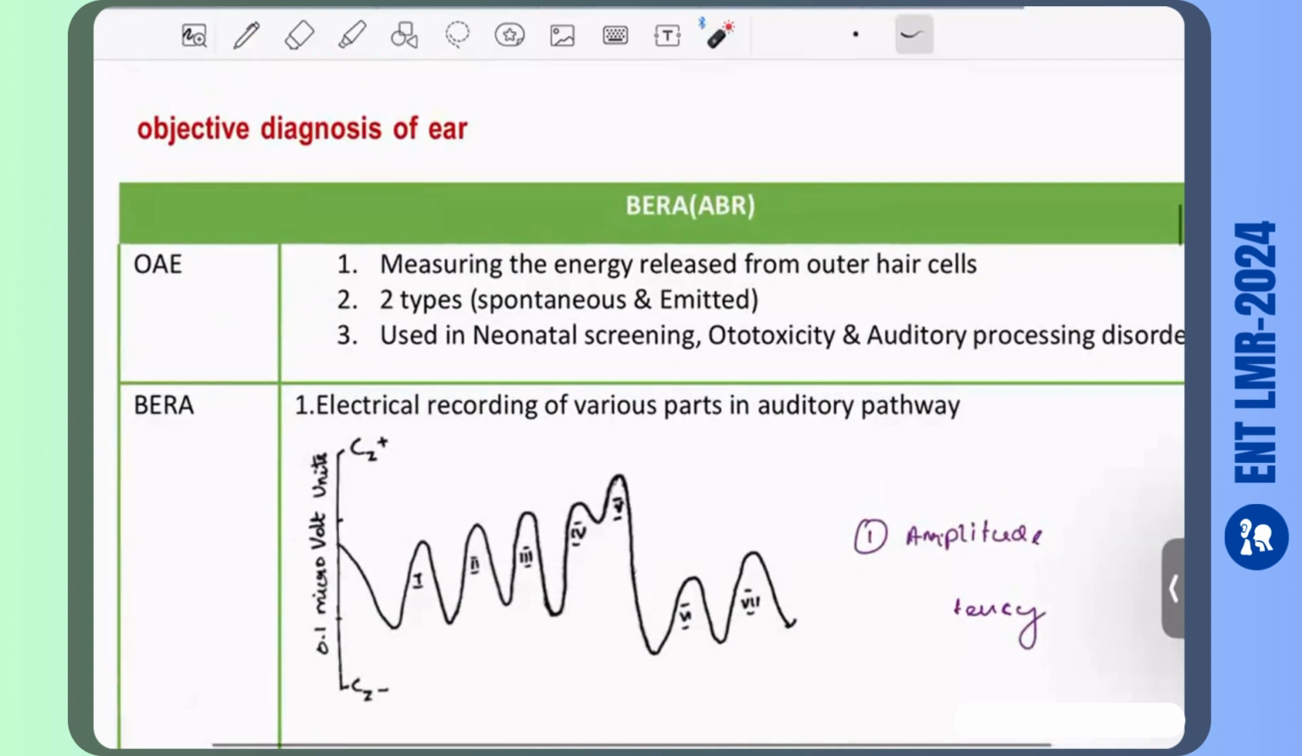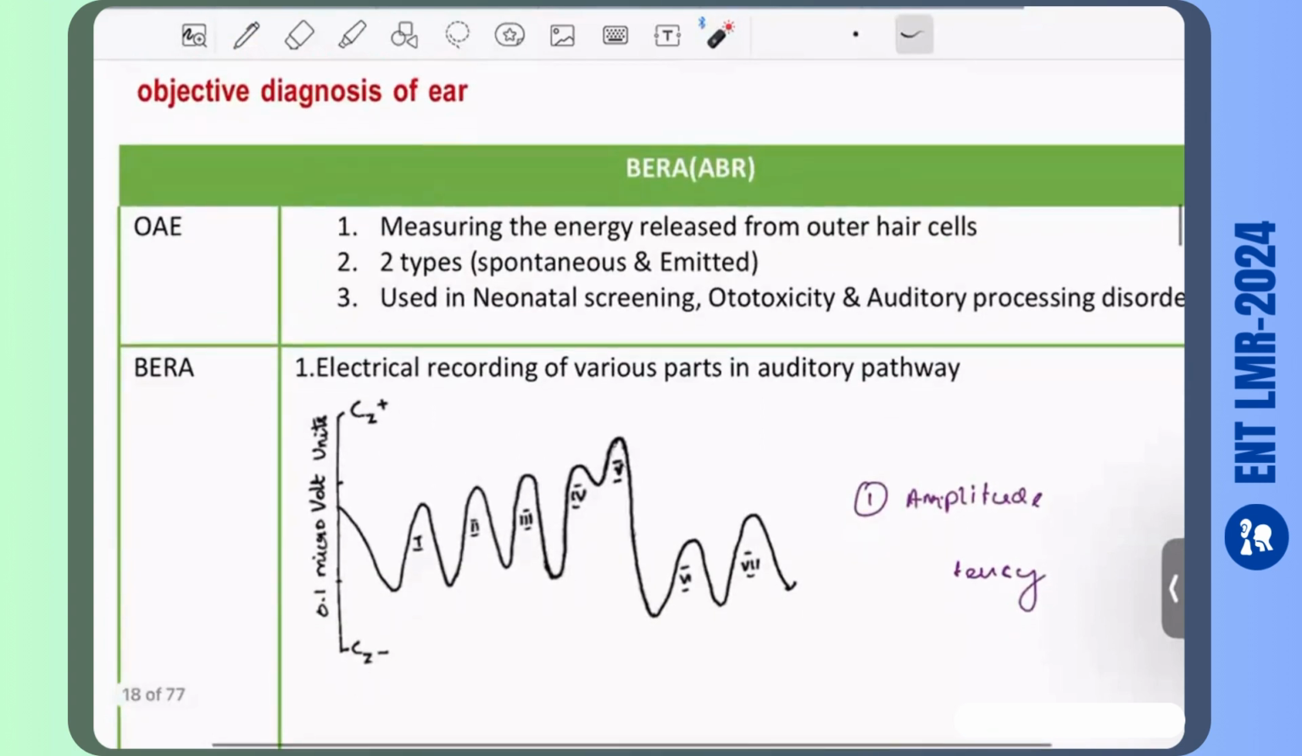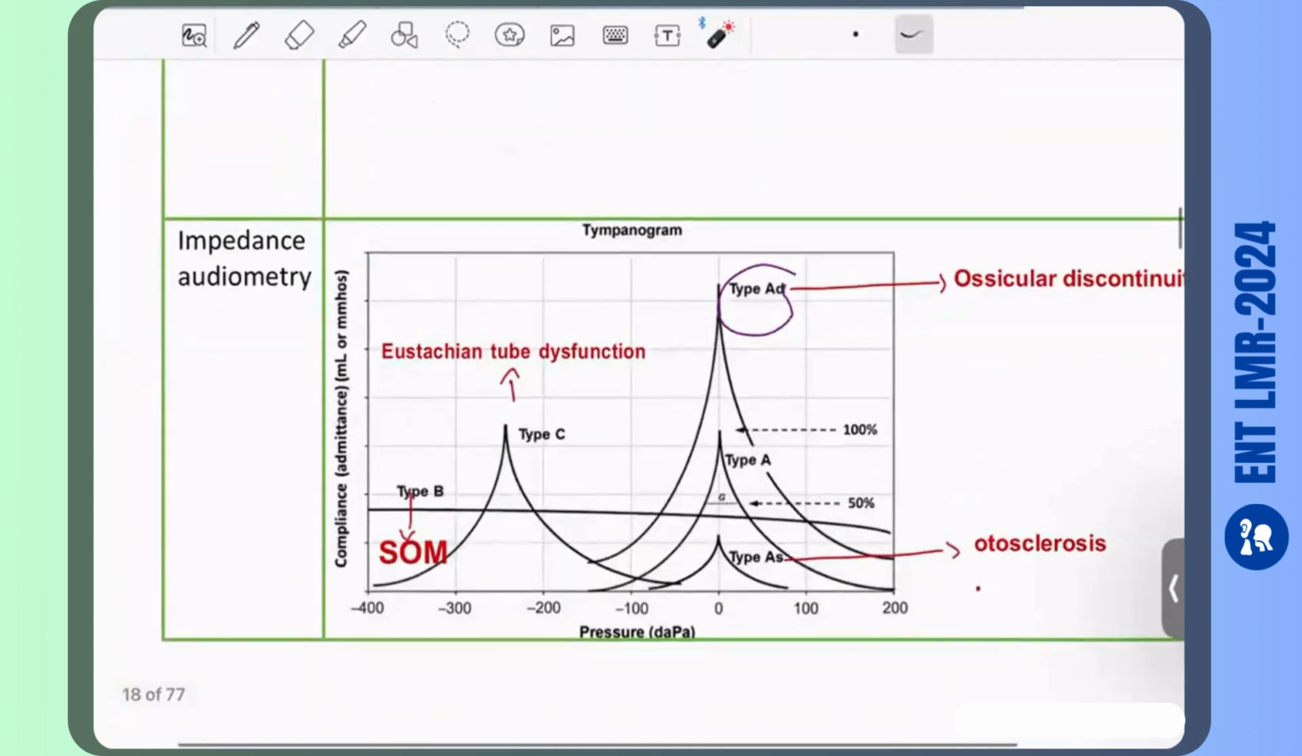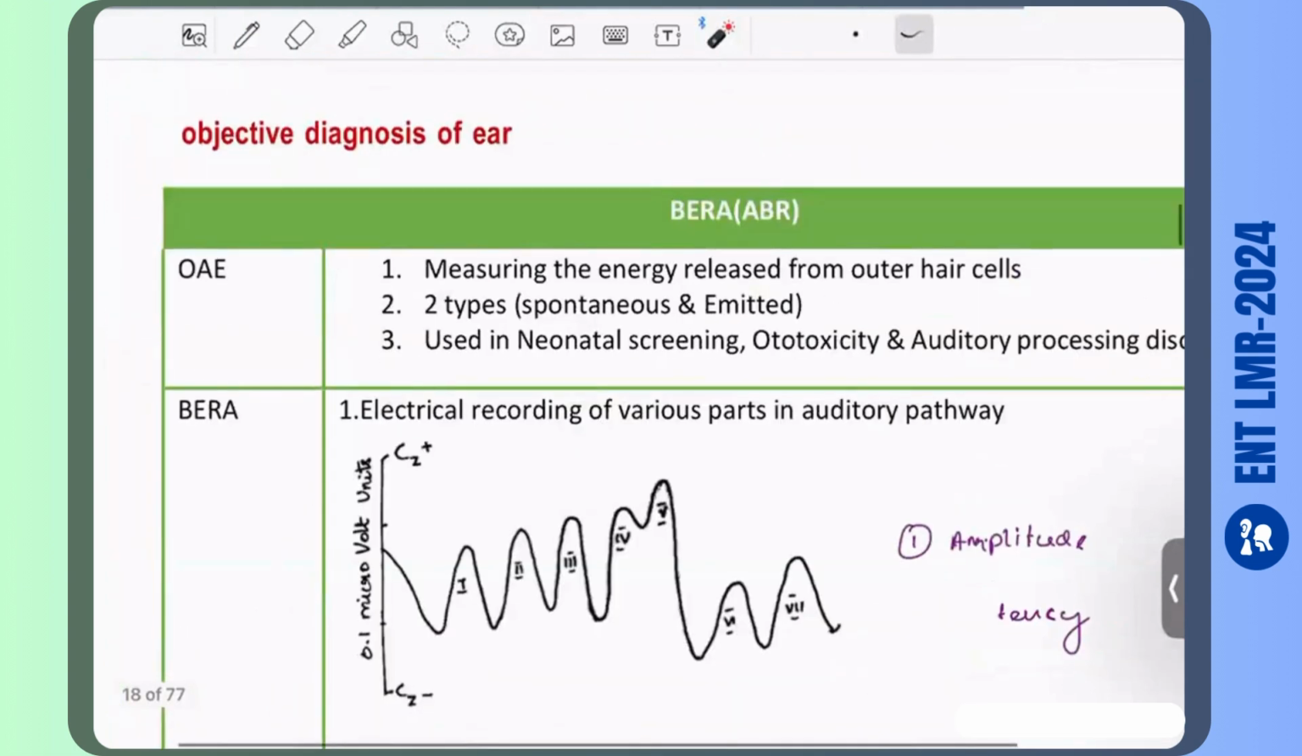So what are the other objective diagnostic tests of the ear? We have left out a few: BERA, OAE, impedance audiometry, very important. They may ask a lot of MCQs on these three. In these three, we are not relying on the response from the patient. Subjective diagnosis means, if you do an audiogram, you ask the patient to raise a hand if they hear the sound. Tuning fork test, if you hear the vibration, raise the hand. So if the patient tells lies, the test may go wrong. But in objective diagnosis of the ear, the test can never go wrong.